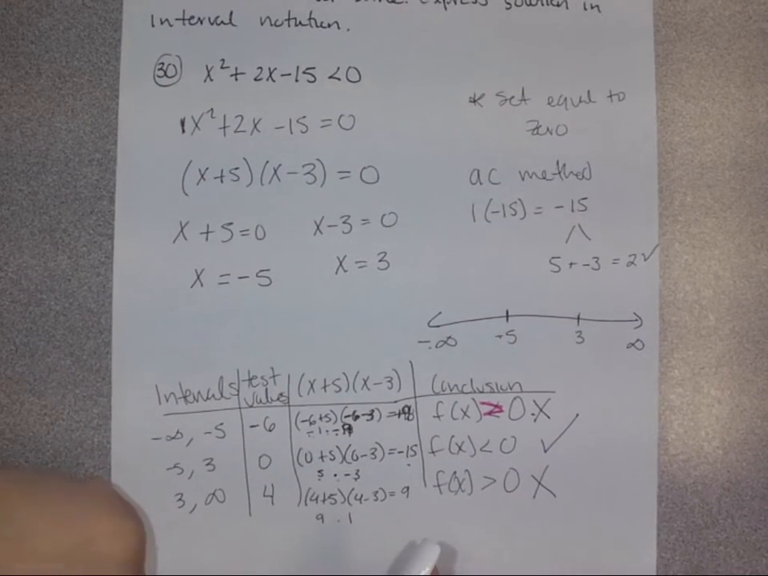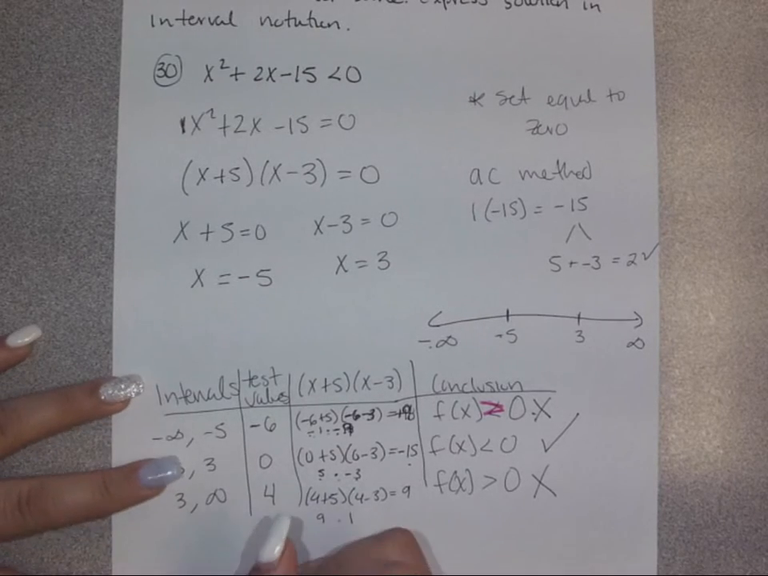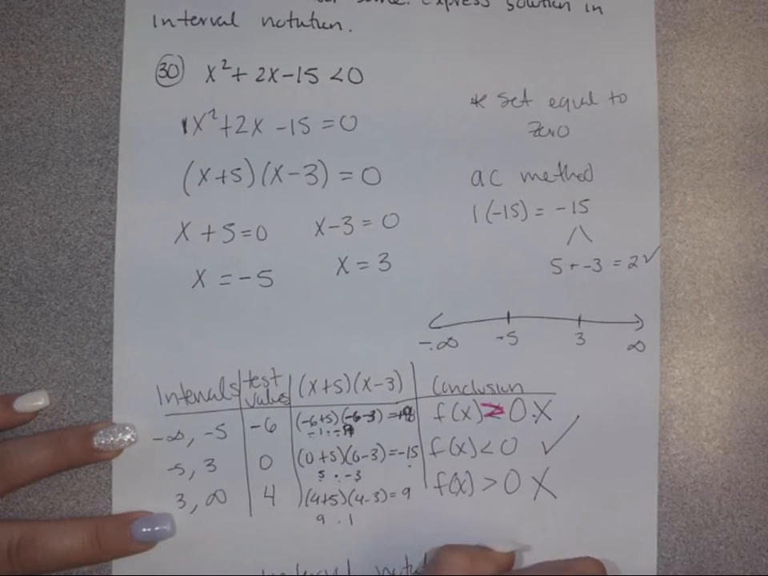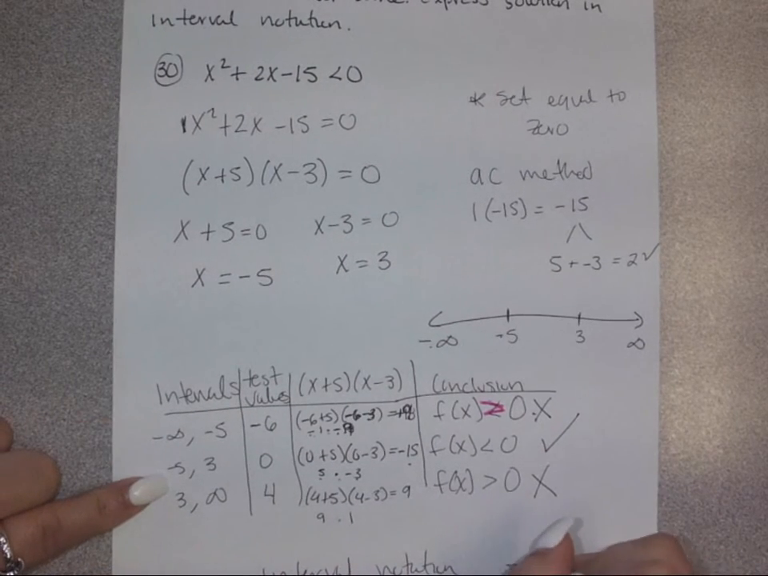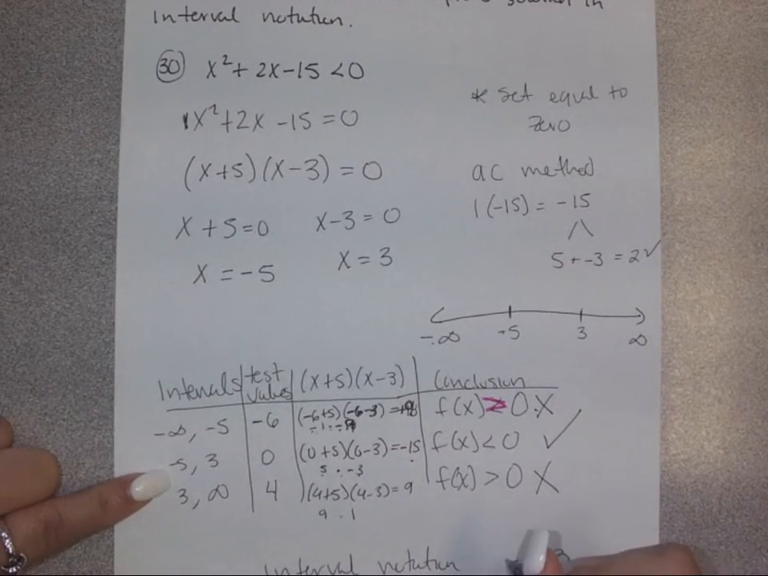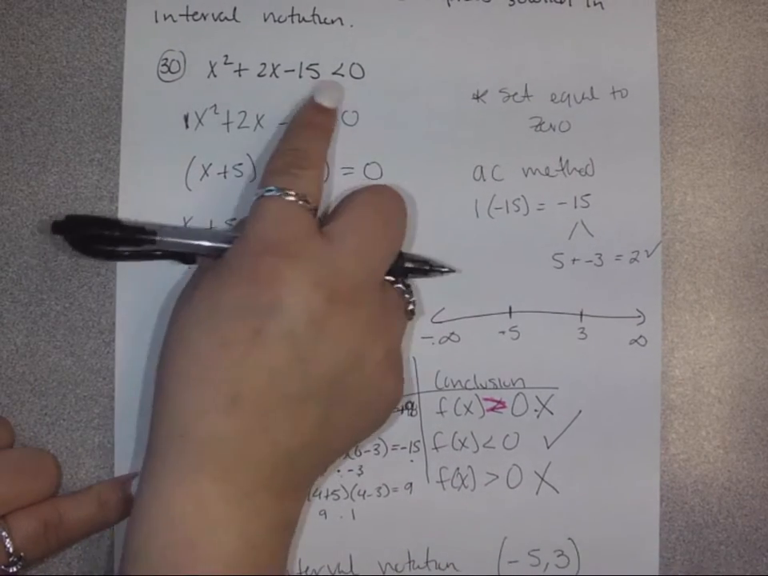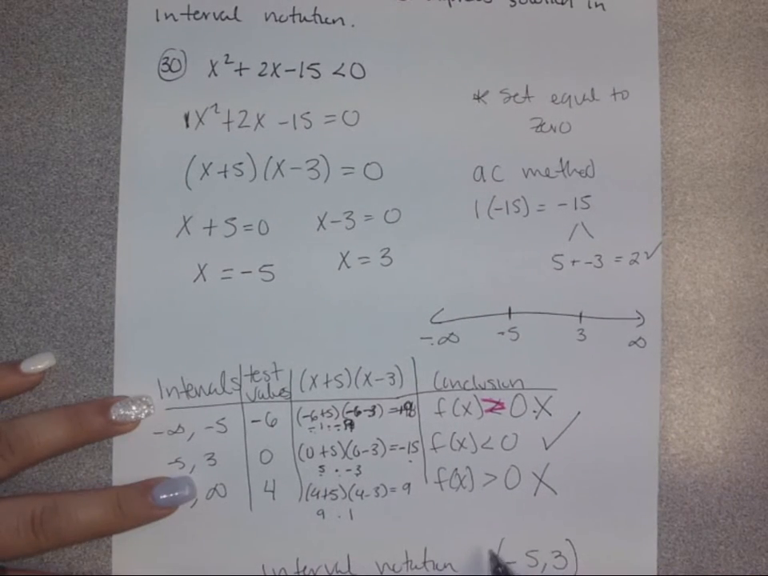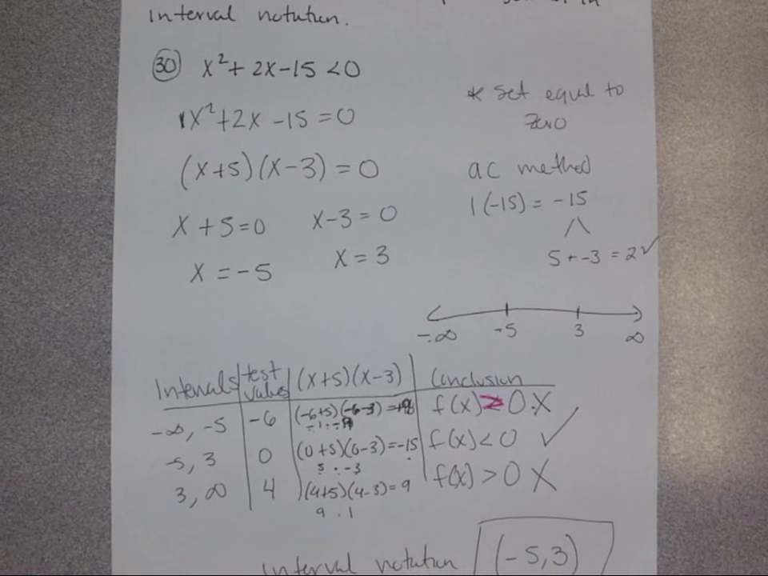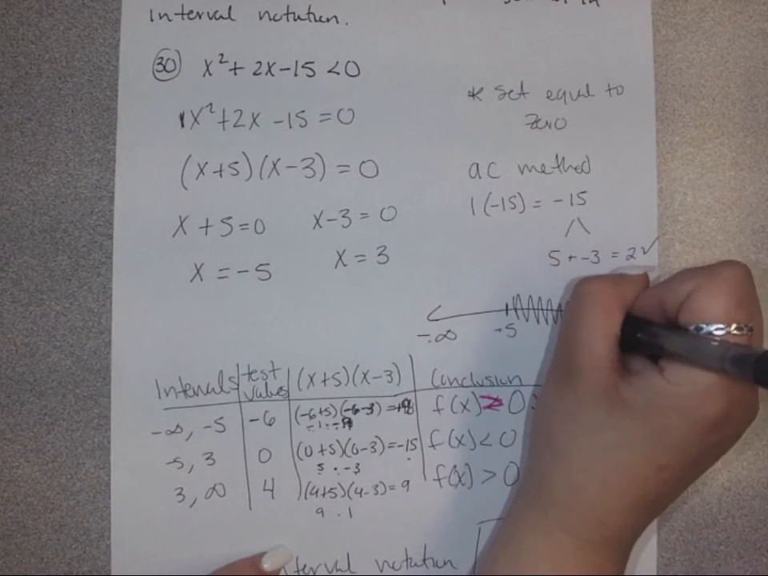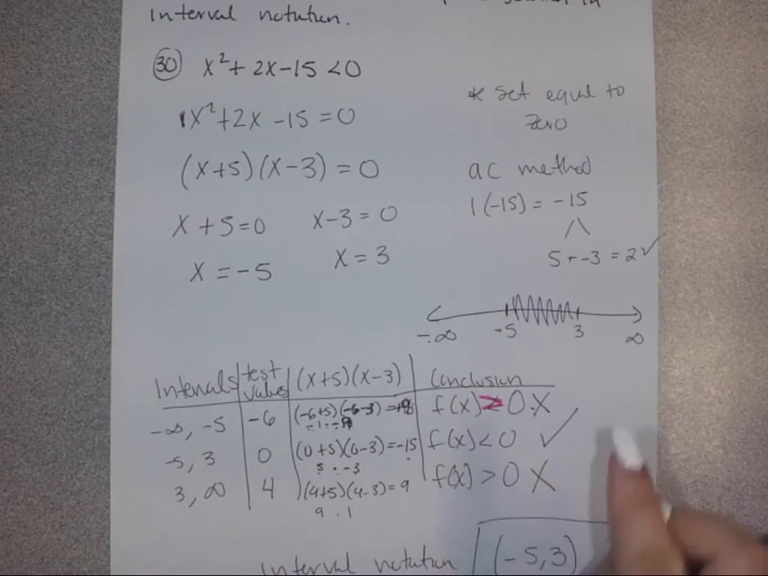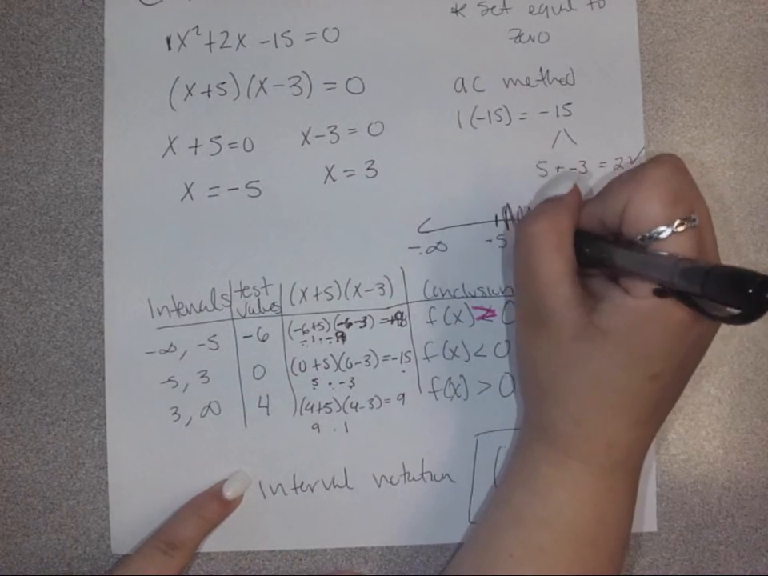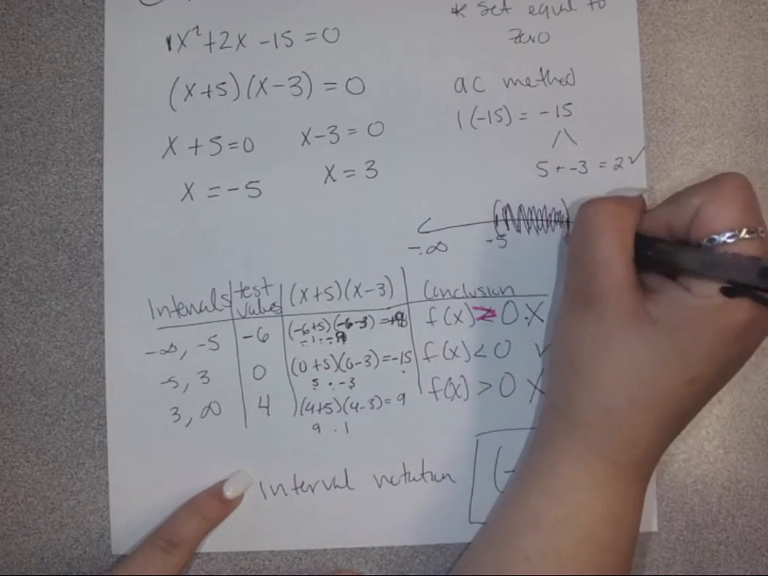As you can see, the only solution in interval notation will be the interval from negative 5 to 3, and we're talking about less than, so we cannot use the endpoint values. That's why I'm using parentheses. That's our solution. We can only use those values that are between negative 5 and 3. You can go back to your number line and see the only ones we can use are right here, so we can shade the area right there.